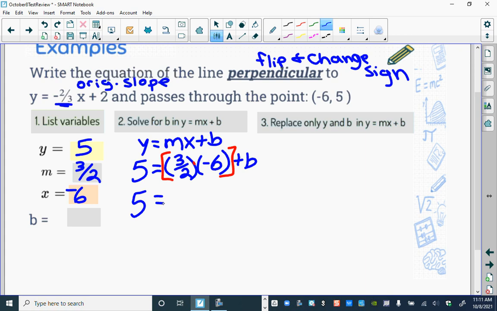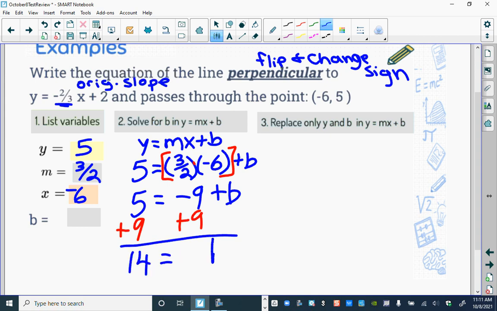Oh, I want to check that real quick. Anybody try that? So 3 times -6 is -18. -9. That's all right. 9. All right. There you go.